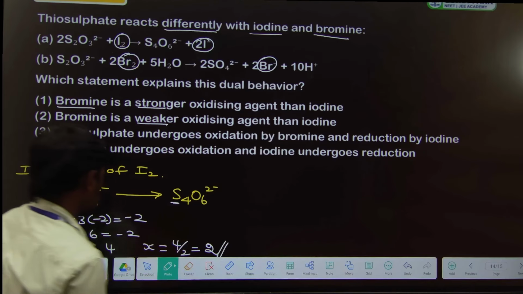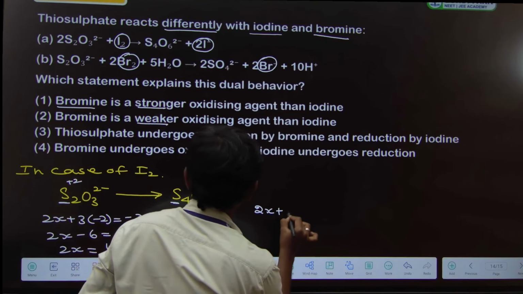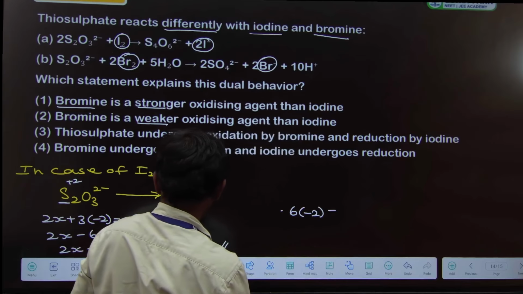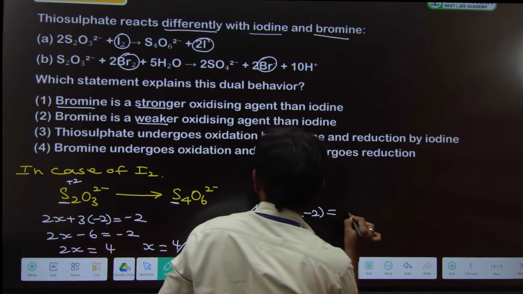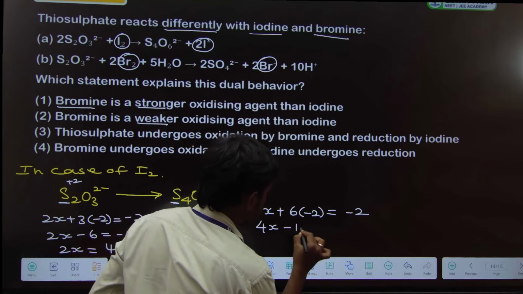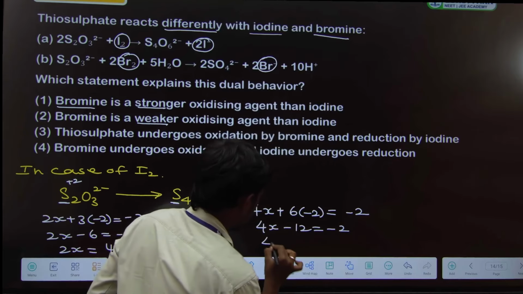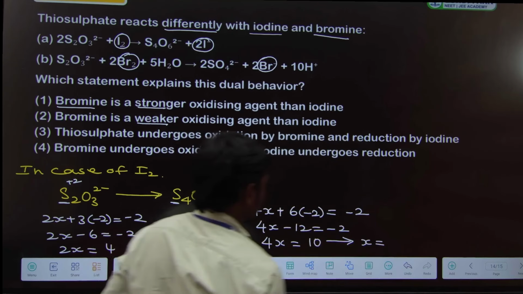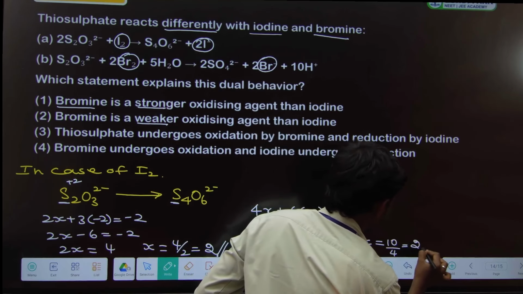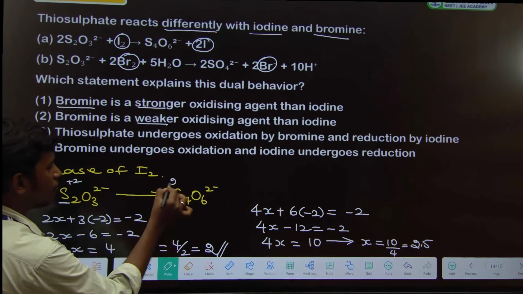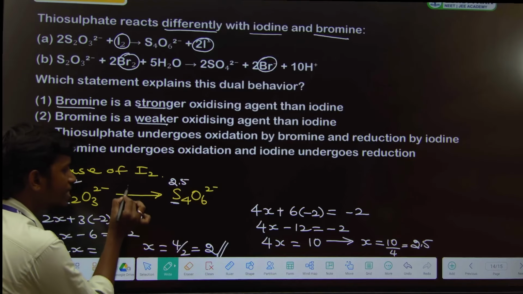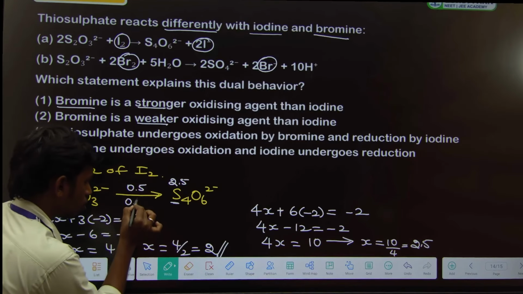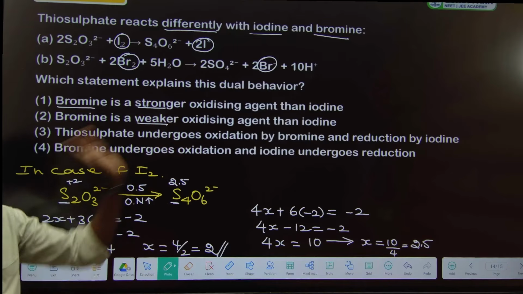But இங்க பாருங்க oxidation எனவா இருக்கும், 4x plus 6 into minus 2 is equal to minus 2. Then 4x minus 12 is equal to minus 2. 4x is equal to 10. Then x will be equal to 10 by 4, which means 2.5. Here the oxidation state of sulfur is 2.5. So எவ்வளவு சேஞ்ச் ஆயிருக்கு? Only 0.5 is oxidation number change. Okay, it is undergoing oxidation. Oxidation number increase ஆயிருக்கு. ஆனா எவ்வளவு increase ஆயிருக்கு? 0.5 மட்டும் தான் increase ஆயிருக்கு.